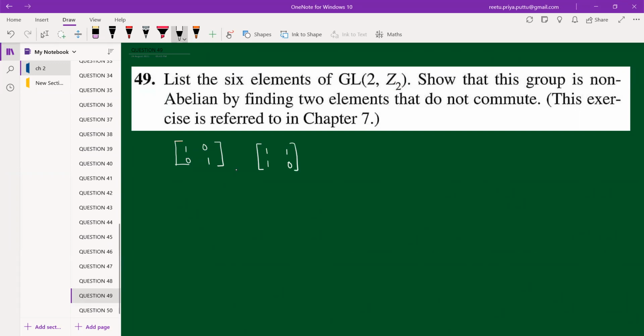If you see, this also has determinant -1. Again, if you see, you have [1 0; 1 1]. You just have to find them. So we have 6 elements, and we will be finding all the 6 elements.